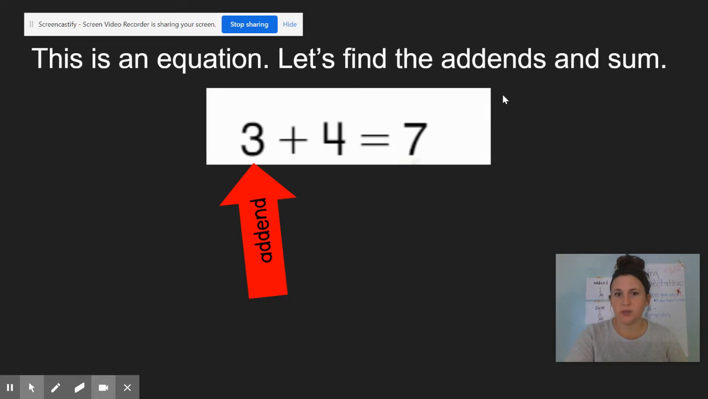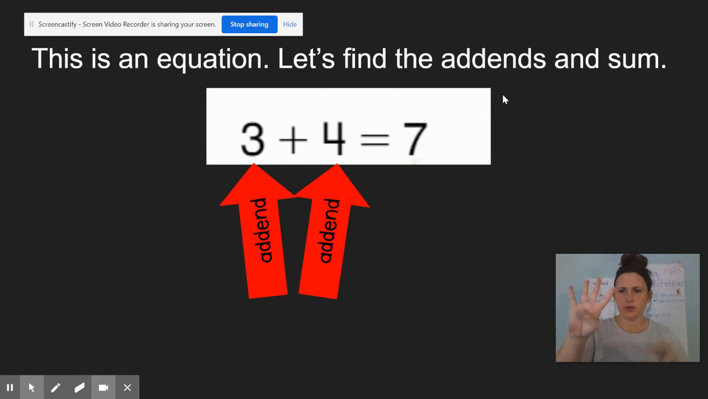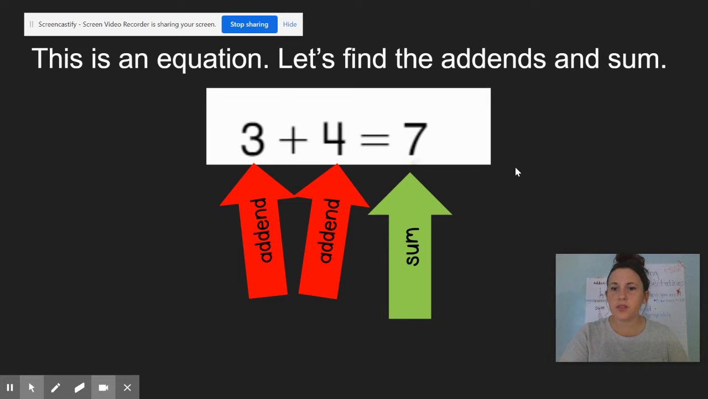An addend plus an addend. So let's count: 4 plus 3 is 4, 5, 6, 7. Ooh, and our answer is 7. So that means that these two are equal on both sides. They've got 2 addends and a sum. So they're an equation. This is an equation.